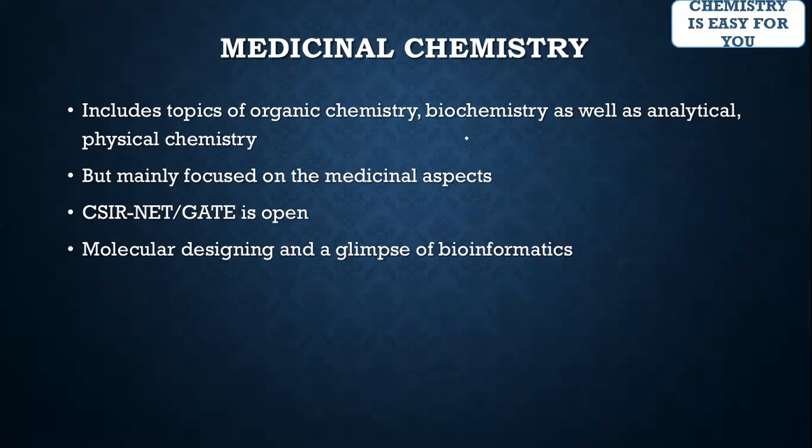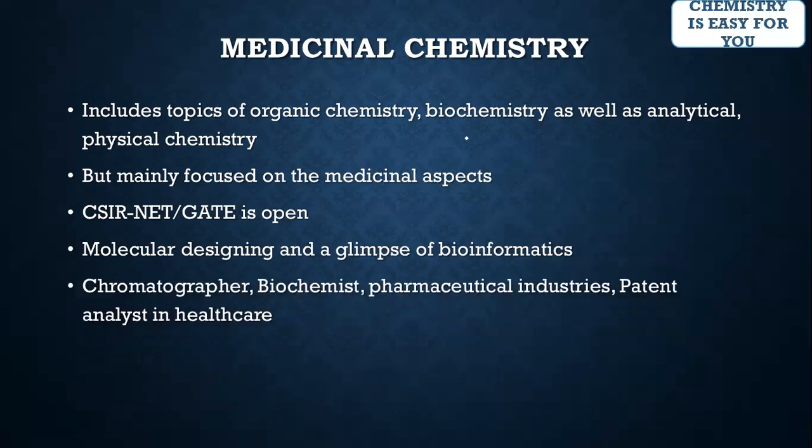Again, bioinformatics is a very promising subject. You should try to learn it. Even if you're doing organic chemistry, you should try to learn bioinformatics. I would suggest that, because it's a very promising area. Then you have lots of jobs like chromatographer, biochemist, pharmaceutical industries, patent analyst in healthcare, and all these things are open for the people in medicinal chemistry, because you will be focused on many other areas.